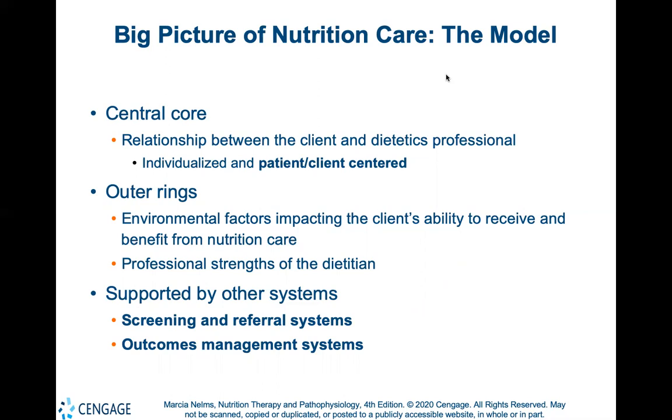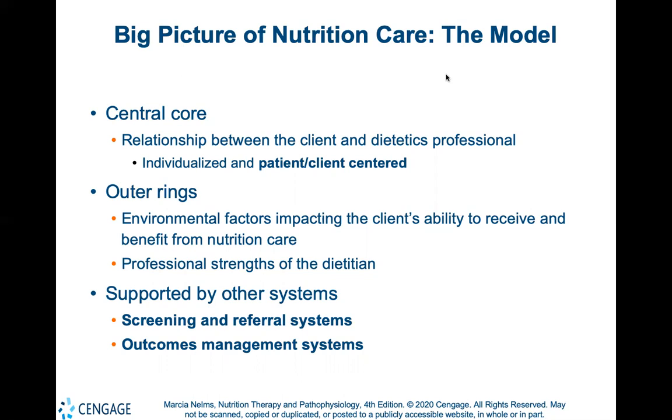The central core reinforces the importance of providing care that is individualized and patient/client centered. The outermost ring of the model identifies environmental factors, including practice setting, healthcare systems, social systems, and economics that can have an impact on the ability of the client to receive and benefit from the interventions of nutrition care. The inner adjoining ring recognizes the strengths that the dietetic practitioner brings to the nutrition care process.